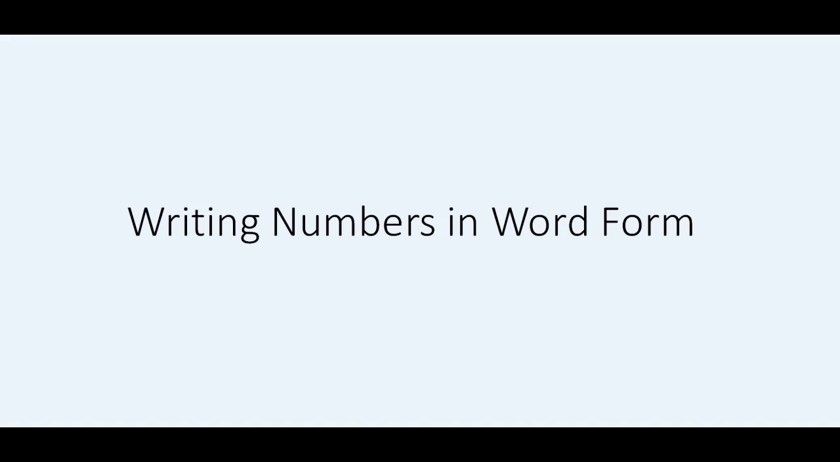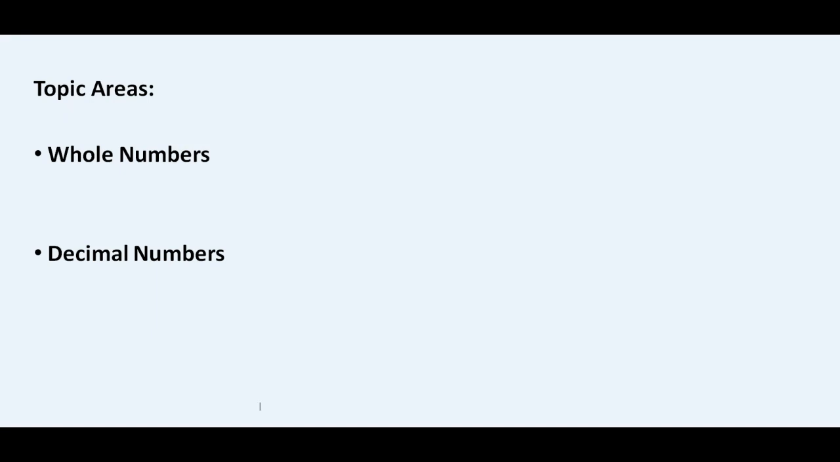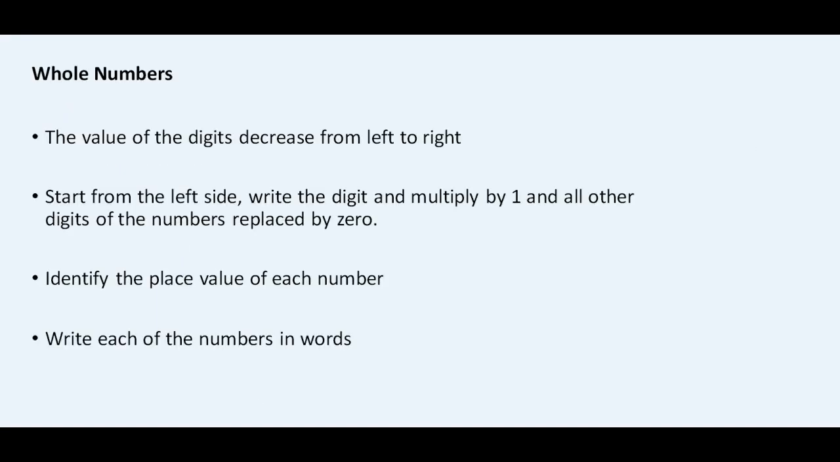Now we will learn how to write numbers in word form. We're going to look at how to write whole numbers as well as decimal numbers. For whole numbers, we will identify that the value of the digits decrease from the left going to the right. We will start from the left hand side.